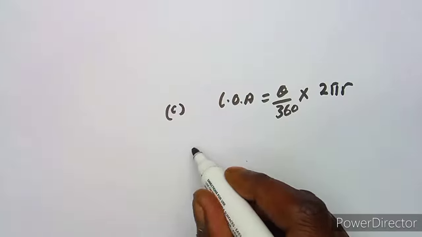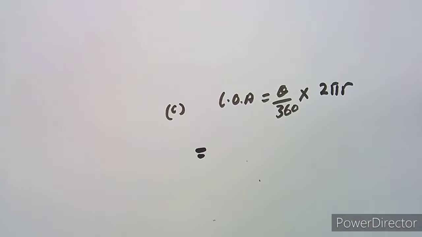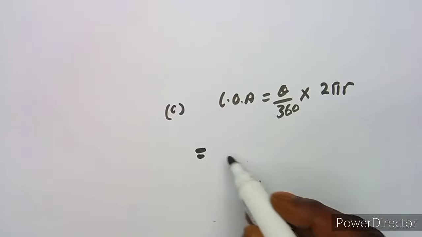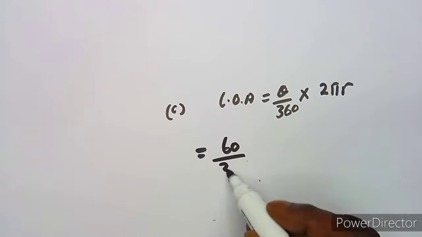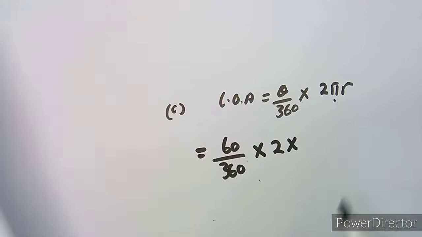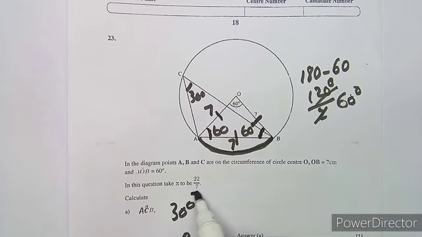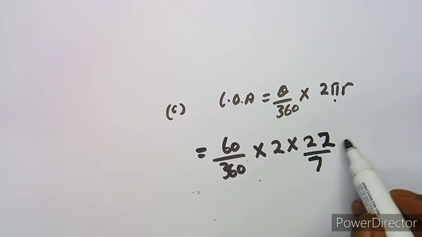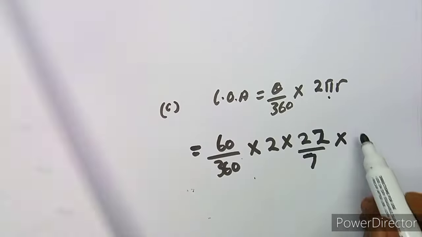So that means the length of arc is going to be theta, that is the angle which is subtended by this chord, which is 60 degrees. So that's 60 over 360 times 2 times pi. Take note, you use the given pi. The given pi is to be used as 22 over 7 times the radius in this case, and we are given that the radius is 7 centimeters.